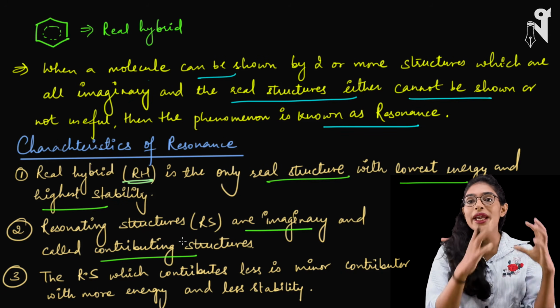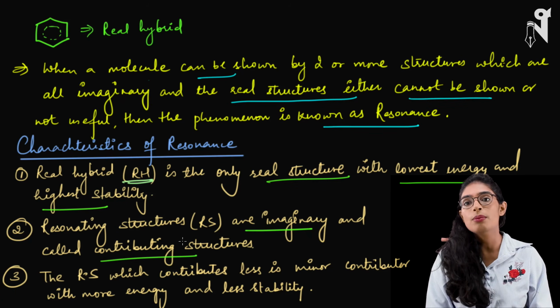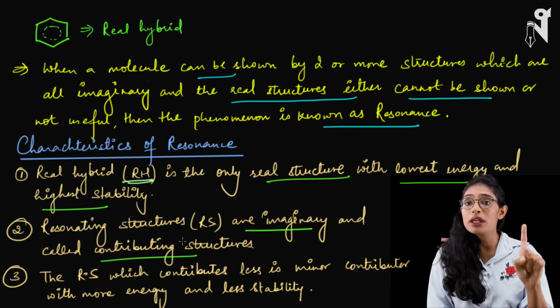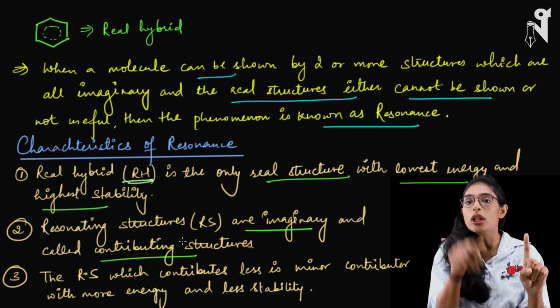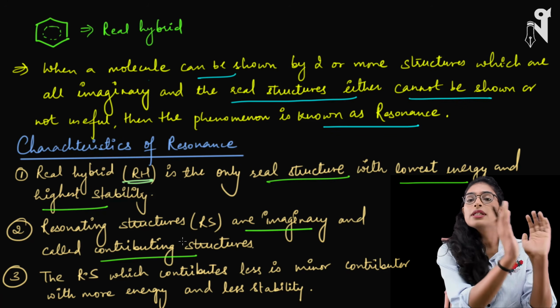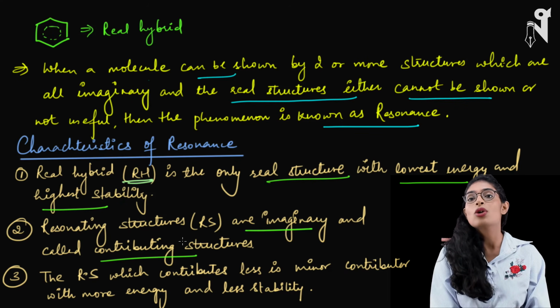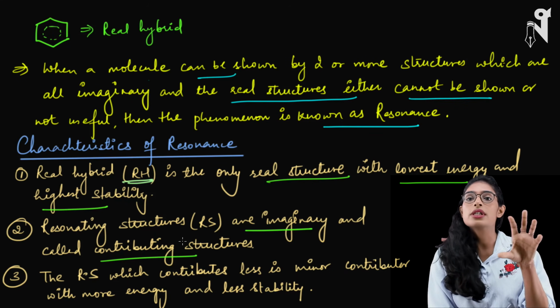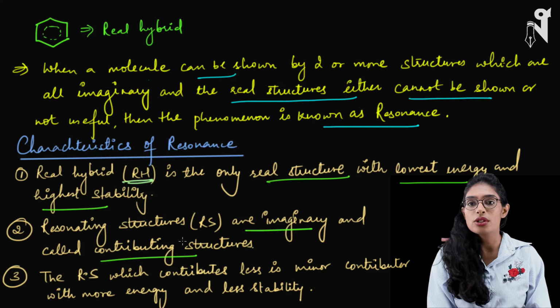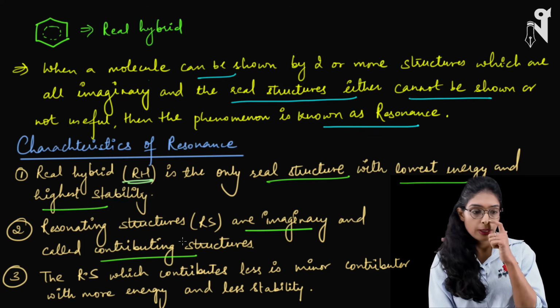So they individually contribute a lot in the properties of a molecule, but one particular structure will not be able to explain all the properties. It will tend to explain a certain set of properties, and when it is explaining a certain set of properties, it is contributing in explaining those reactions. So that is why these structures are called contributing structures.